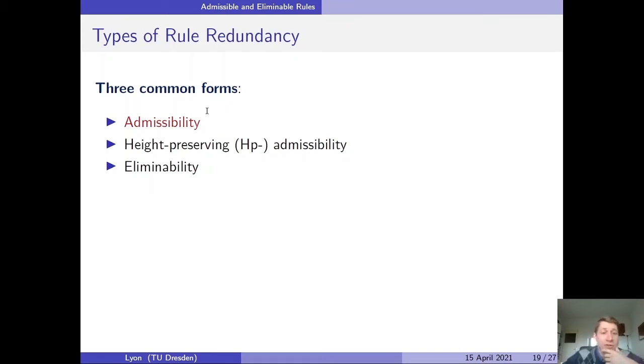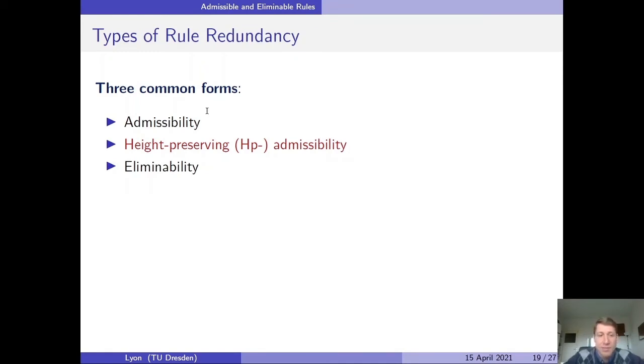We have a stronger notion of admissibility called height-preserving or HP admissibility, which says that a rule is HP admissible if and only if anything derivable with the rule is derivable without the rule, and that derivation that doesn't use the rule has a height which is less than or equal to the height of the original derivation. What this means is that proving things without a particular rule in your system does not force the derivations to become larger. That's what HP admissibility means.